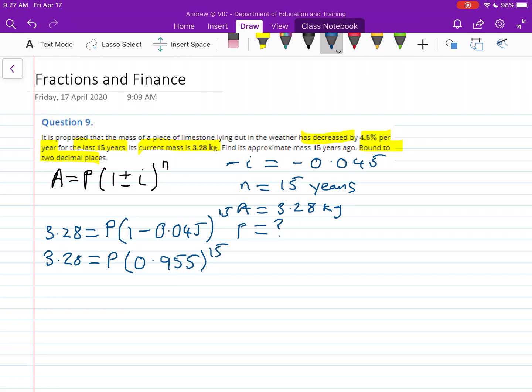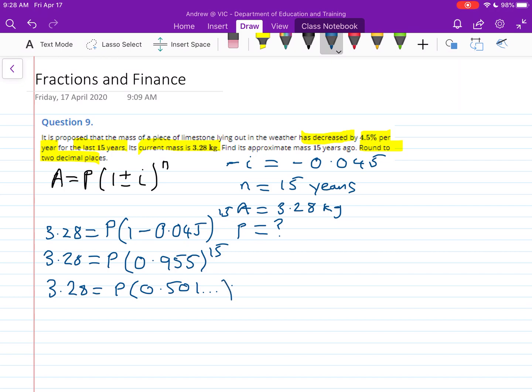So now we just do 0.955 to the power of 15. So this here, and make sure you don't round now, make sure you keep this value in your calculator, and this should equal around 0.501. So it should be something like that, okay, with plenty of decimal places after it.